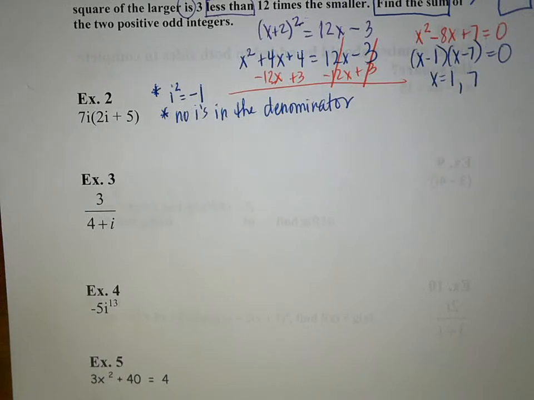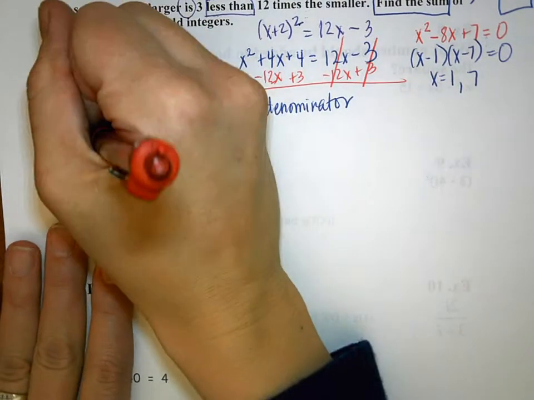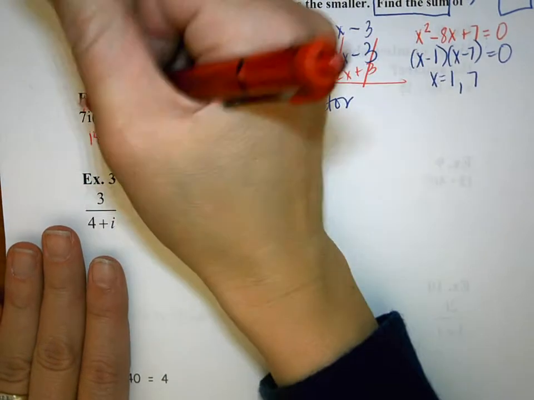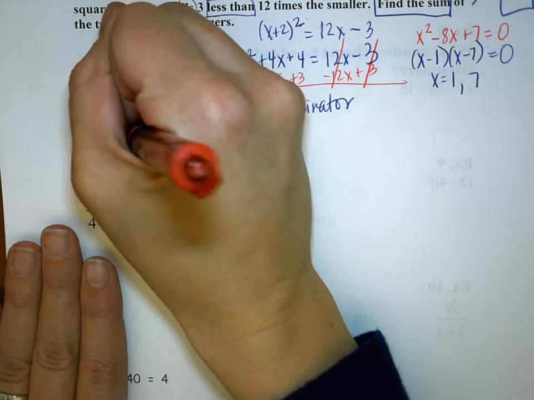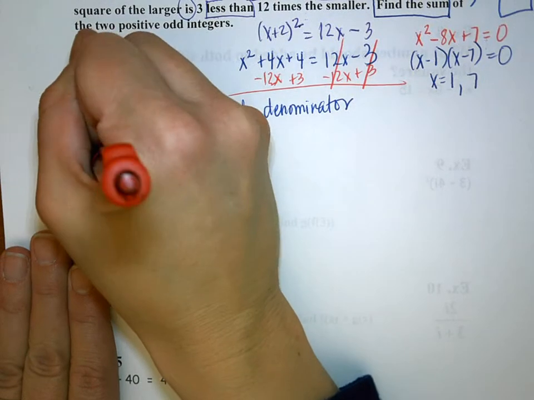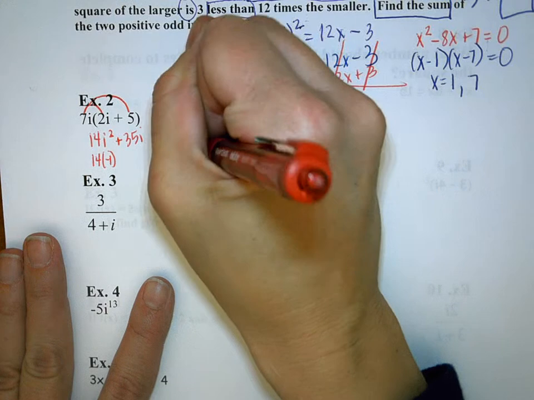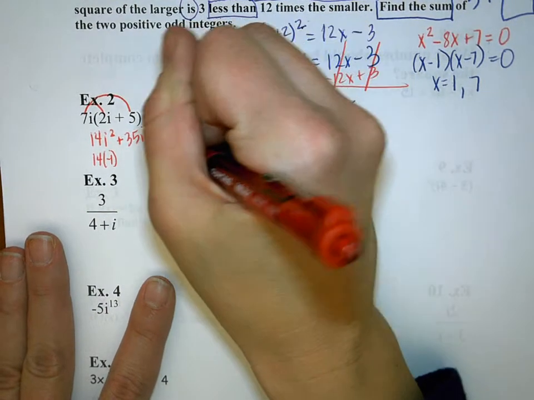Okay, so on example 2, all we're going to do is distribute. Good. So 7i times 2i makes, I'm going to write this first as 14i squared, okay? And then 7i times 5 will make 35i, okay? But like you already said, we know that i squared is negative 1, so we end up getting 14 times negative 1, which is what? So we get negative 14 plus 35i, and that's my answer.